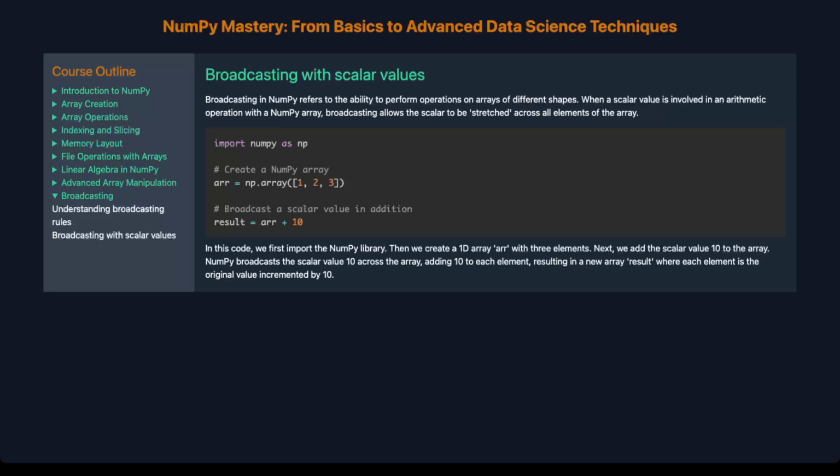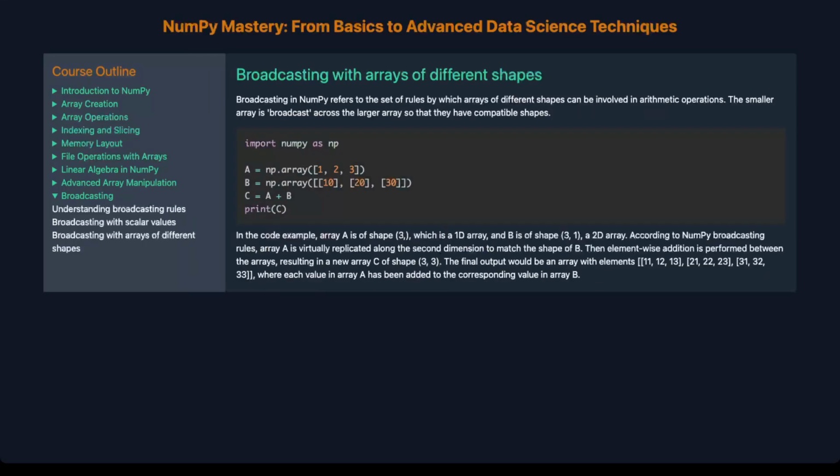In this code, we first import the NumPy library. Then we create a 1D array R with 3 elements. Next, we add the scalar value 10 to the array. NumPy broadcasts the scalar value 10 across the array, adding 10 to each element, resulting in a new array result, where each element is the original value incremented by 10.